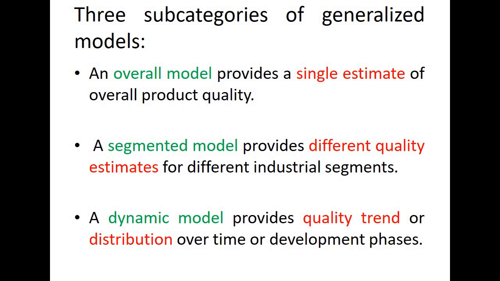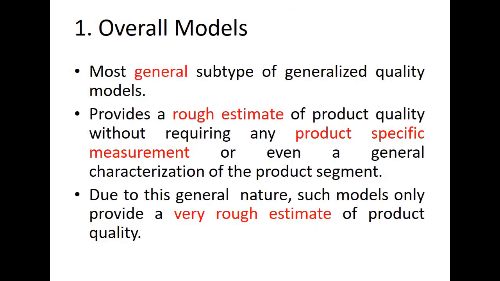And your last one is your dynamic model, which provides a quality trend or distribution. So you'll get a distribution graph or the quality trend. It can be over a period of time, or over a development phase, like for every phase what kind of quality we have or the issues we have. We'll see that in case of your dynamic model. So to start with, we have the overall quality model.